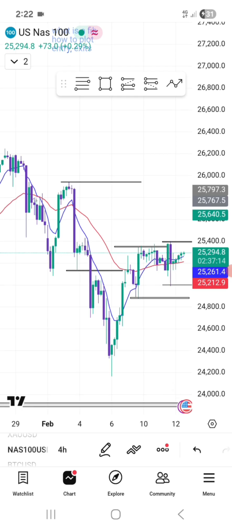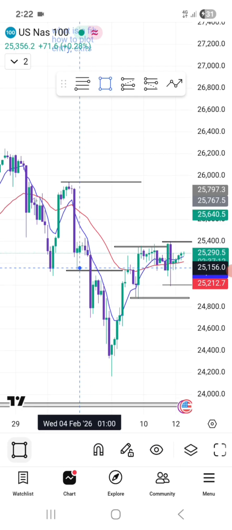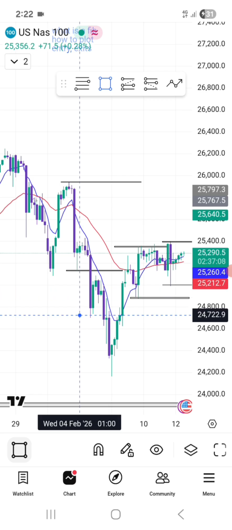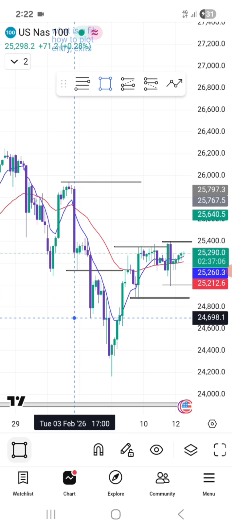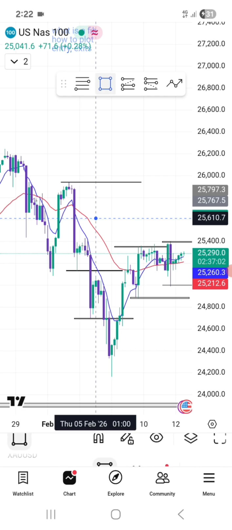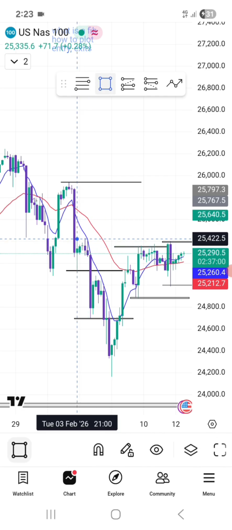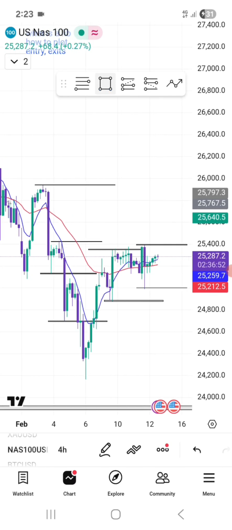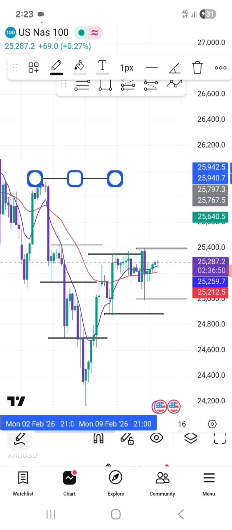Another example: once price breaks this swing low point, another swing point has been created. So this is the swing low, and eventually this becomes the swing high. This one here becomes the swing high. So this is essentially how to plot Fibonacci.